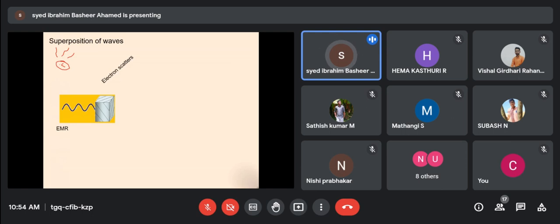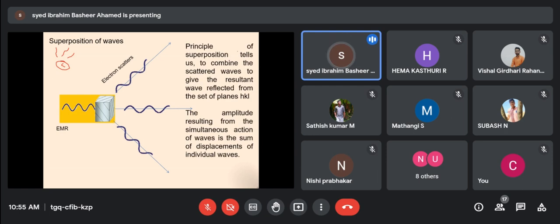So in that case, you have to sum up all the scattering waves. You have electromagnetic radiation, and a crystal with thousands of atoms and electrons. From the electrons, it is scattering. You have thousands of rays scattering. So the principle of superposition tells us to combine the scattered waves to give the resultant wave. So in order to get a resultant wave, you have to combine all the scattering waves.